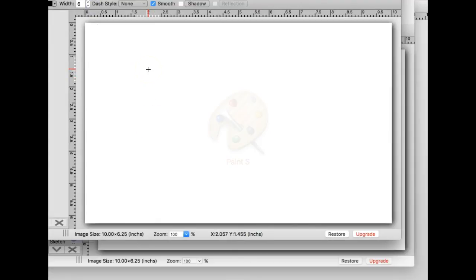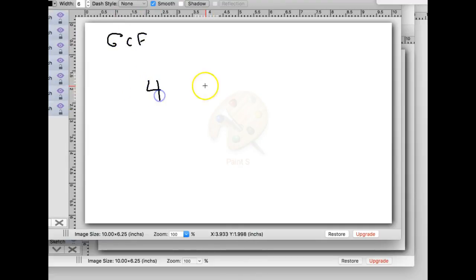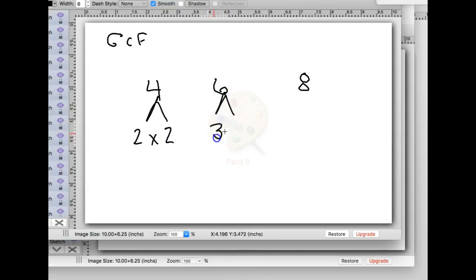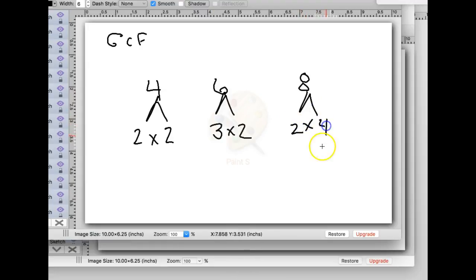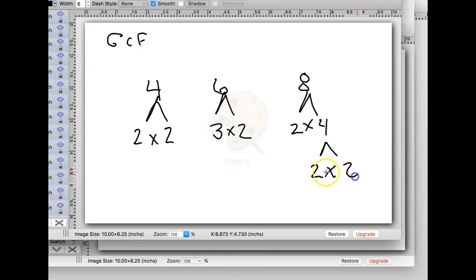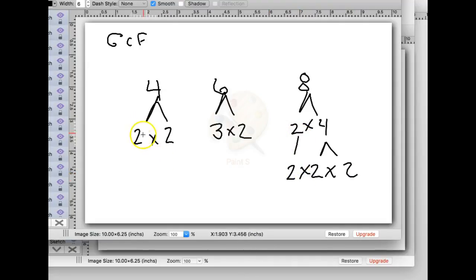Okay, let's try, sometimes you have three numbers. So the greatest common factor of, let's do 4, 6, and 8. Again, you need to break them down. 2 times 2. This is 3 times 2. This is 2 times 4, which is then 2 times 2. 2 times 2 times 2. What do they have in common? Well, this one has two 2's. This is a 3 and a 2, and that has three 2's.